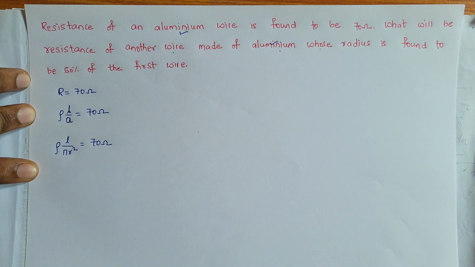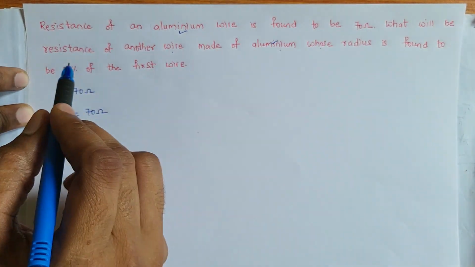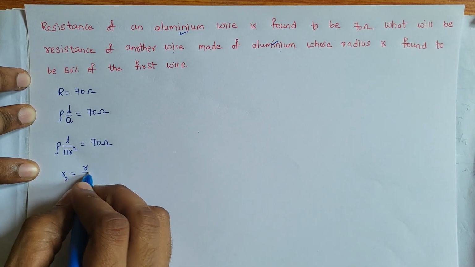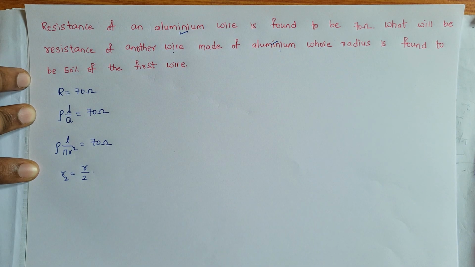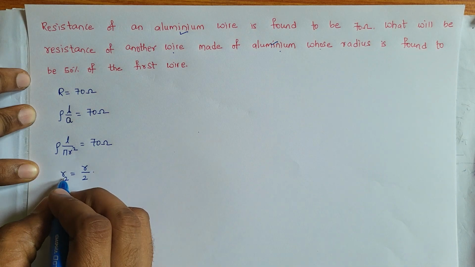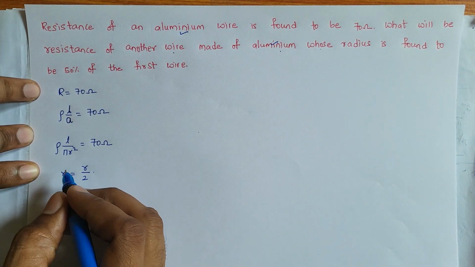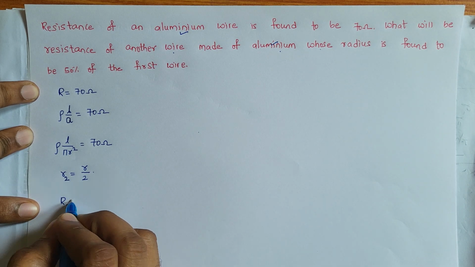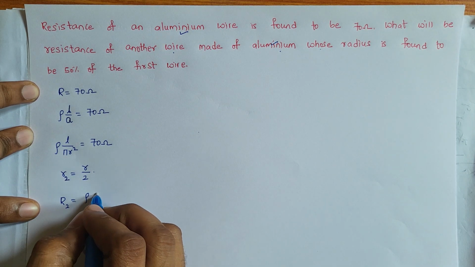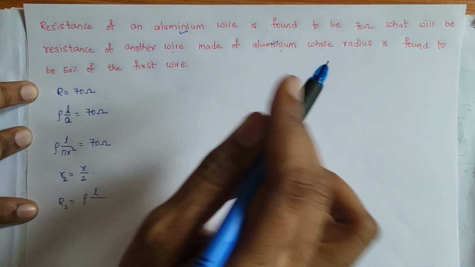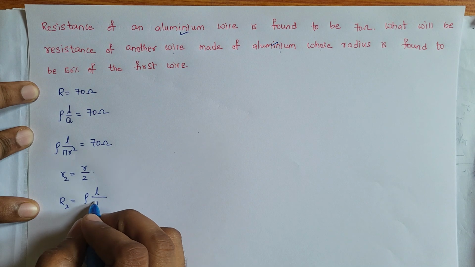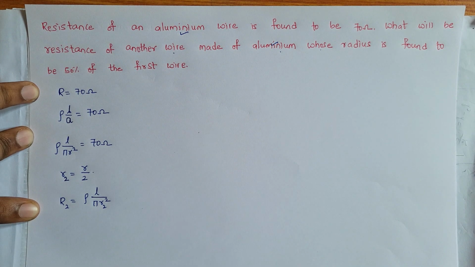Now what they have given? The radius of the second wire is 50% of the first wire, means r2 will be equal to r divided by 2. Understood or not? r2 will be equal to r divided by 2. We have to find out the second resistance R2. Small r is the radius, capital R will be the resistance. So R2 will be equal to rho L divided by, they did not change length there. Correct? Length is not changed. L divided by pi r2 square.